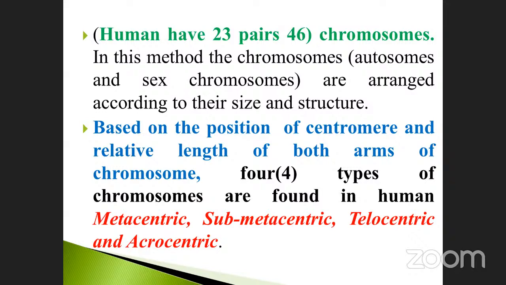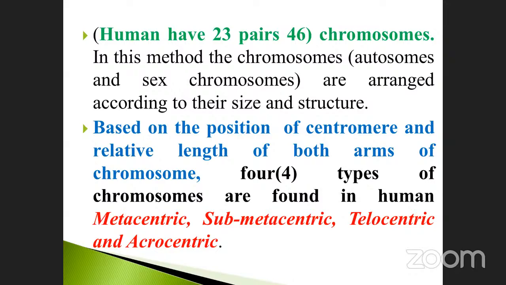Chromosomes are found in human beings in different types. Here 46 chromosomes are there. These 46 chromosomes exist in 4 types only, depending upon the position of the centromere and the length of the arms. This is also very, very important. According to this, they may be divided into 4 types: metacentric, submetacentric, telocentric, and acrocentric.